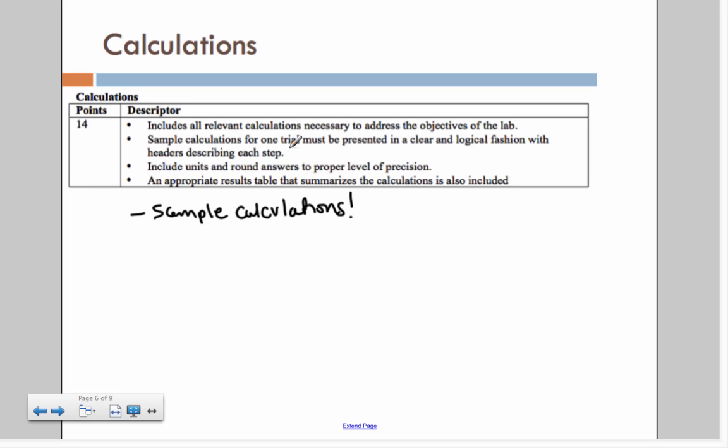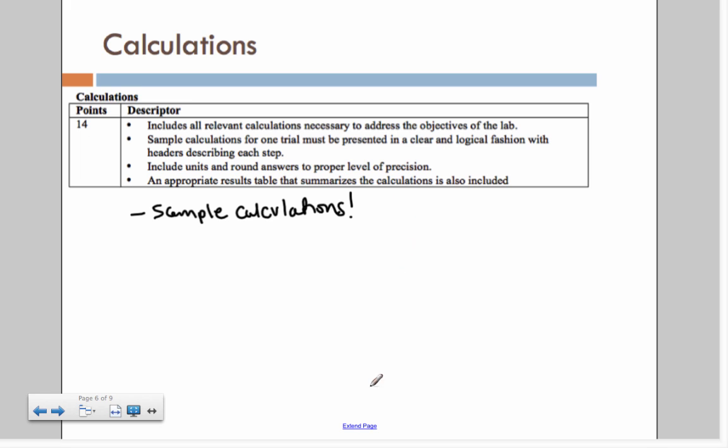Okay. What I'm looking for here is, first of all, that all the calculations lead to the objective of the lab. And so remember, for this lab, you needed to calculate theoretical yield and actual yield, as well as percent yield. So all calculations that you would need to do to be able to determine those 3 values.